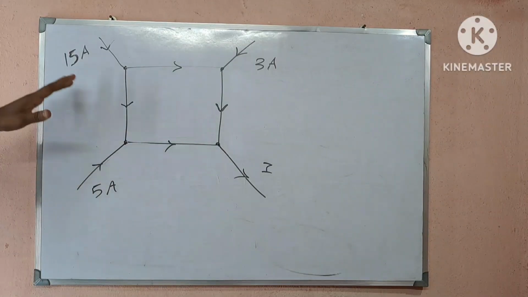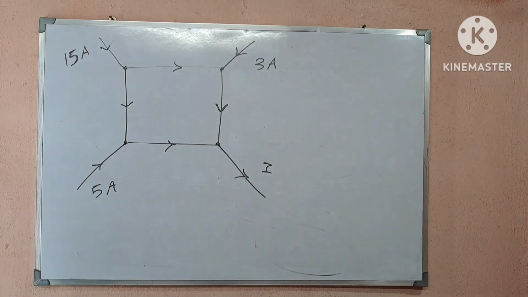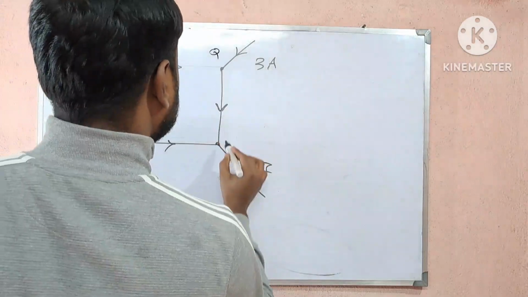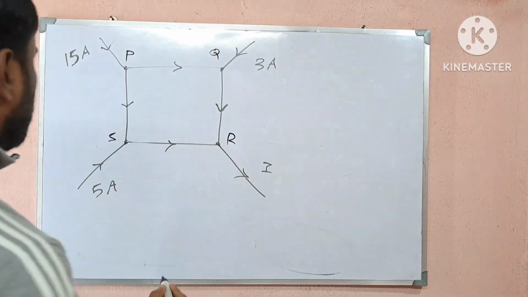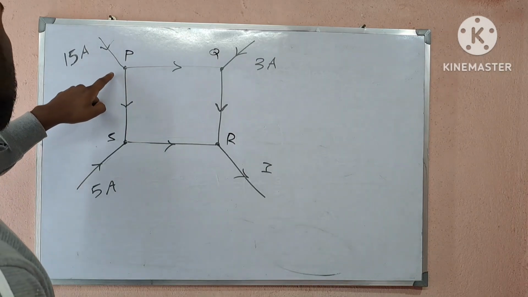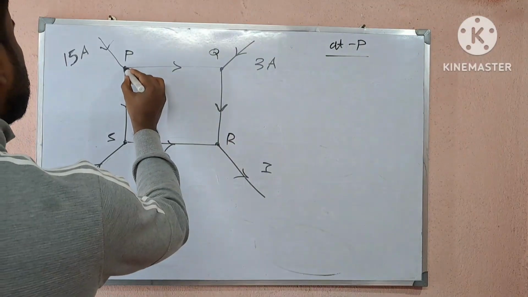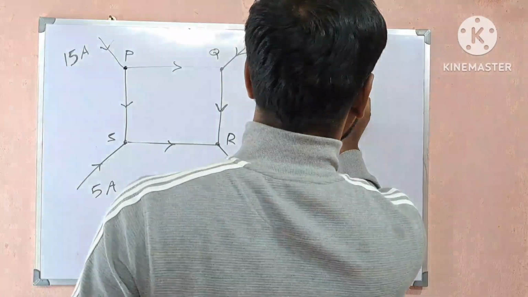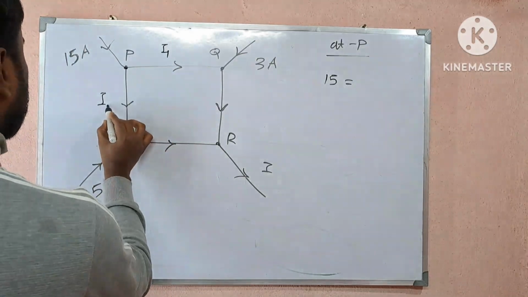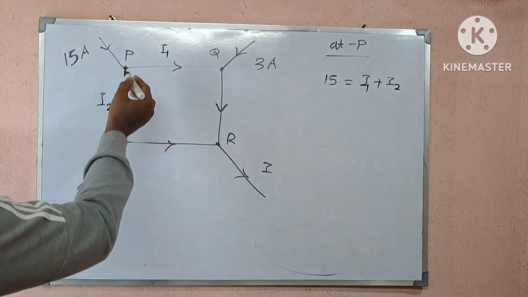See this circuit here, you have to find the value of I. So how will we solve it? By applying KCL, we can easily solve that one. Let this point be P, that one Q, that one R, and that is S. So if we apply KCL at P, then we can say that 15 ampere current is entering the point P. So this is 15, and let's say this is I1 and this is I2. So we can write 15 equal to I1 plus I2, because I1 and I2 are the currents which are leaving from the point P.